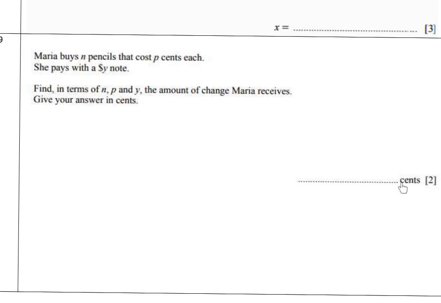Can you try? So Y minus NP? No, because Y is in dollars. Look, Y is in dollars. So to convert to cents, multiply by 100. So now Maria has 100Y cents. Okay? 100Y cents. This is what she has. So 100Y minus NP.